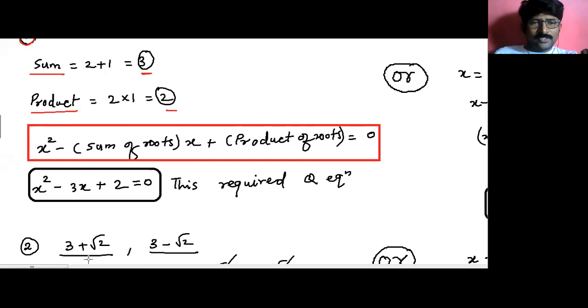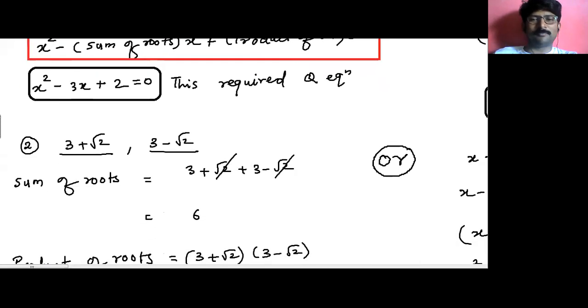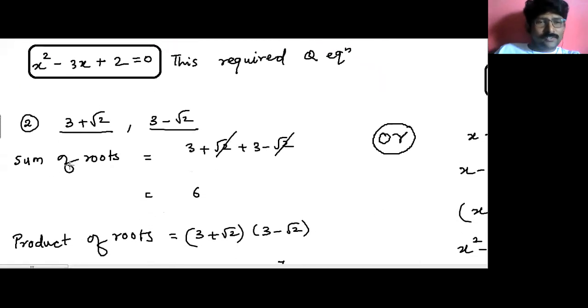Okay, now how to frame this quadratic equation when the two roots are given, 3 plus root 2 and 3 minus root 2? I hope you got the answer. If not, please check this next part of the video. See, the sum of roots is going to become 3 plus root 2 plus 3 minus root 2. So plus root 2 and minus root 2 will get cancelled. So 3 plus 3 will become 6. So this has become our sum of the roots.